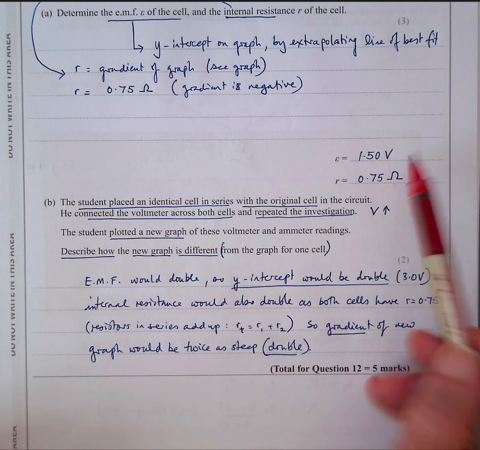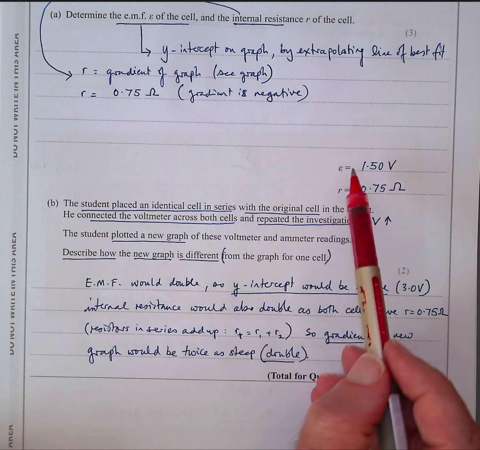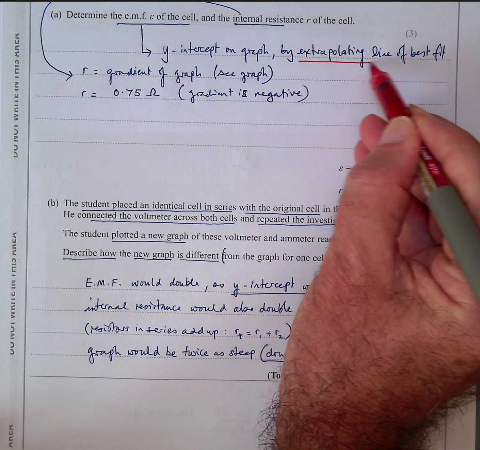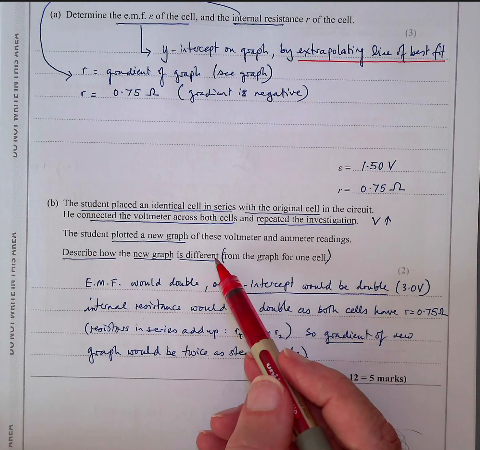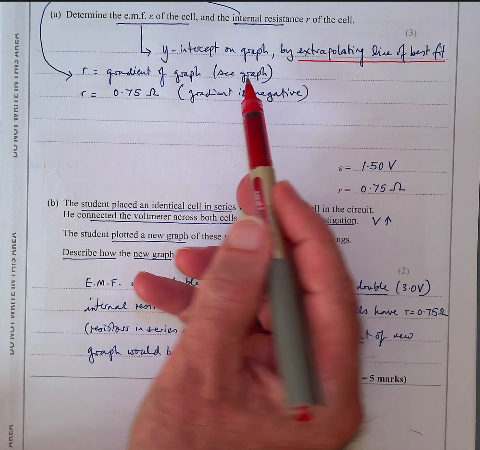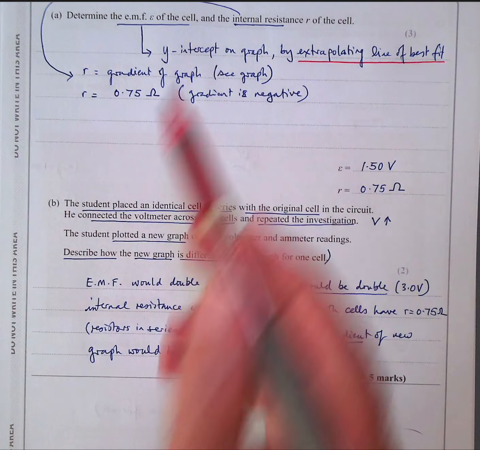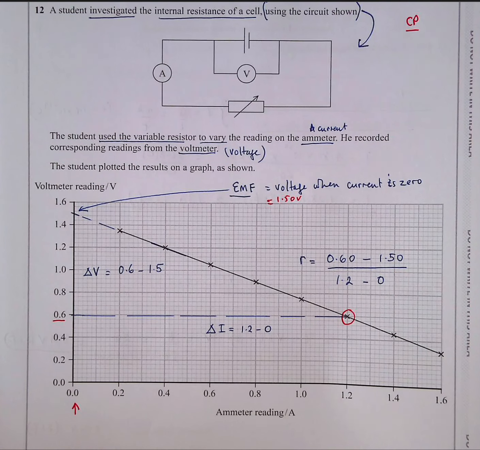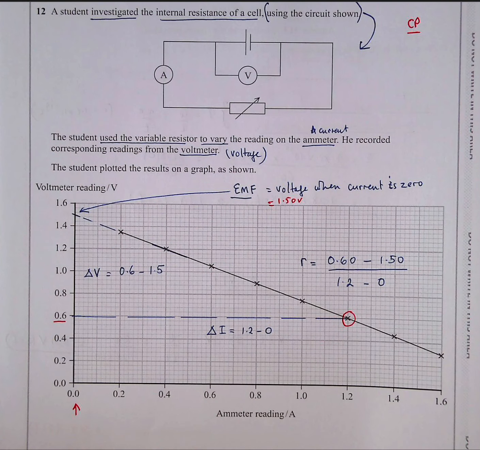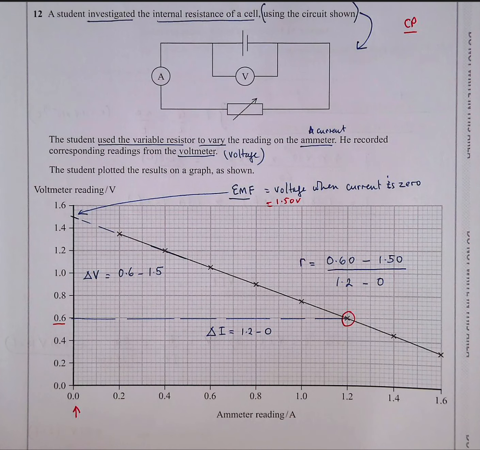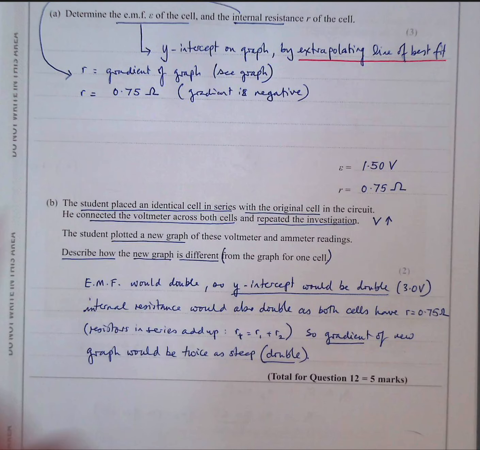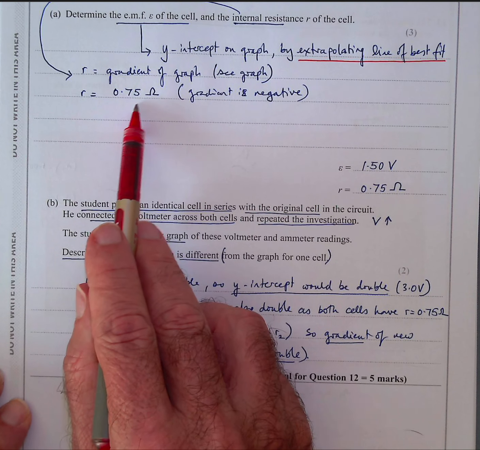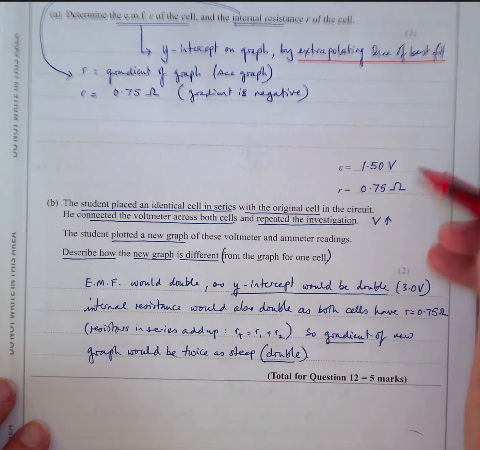They want you to determine the EMF of the cell and the internal resistance. So as I showed you, the y-intercept is the EMF, okay? Extrapolating means drawing the line beyond the point that they gave you to the intercept, and the resistance is the gradient of the graph. Whenever they give you resistance to calculate on the graph, make sure you show your triangle on the graph, okay? That's the marking point often. So I always put my data there. You can show your calculation here if you wish, but you might as well do it on the graph and then just say see graph. Comes to a value of 0.75 ohms, and you just put the values in.